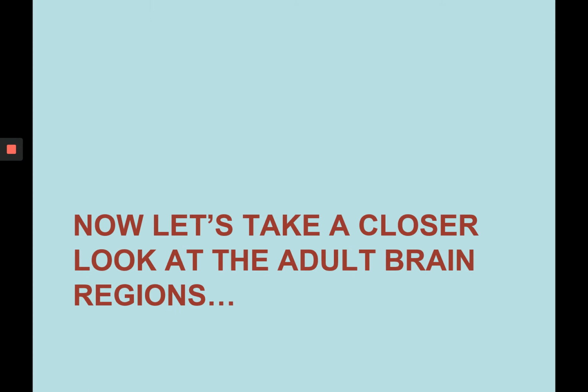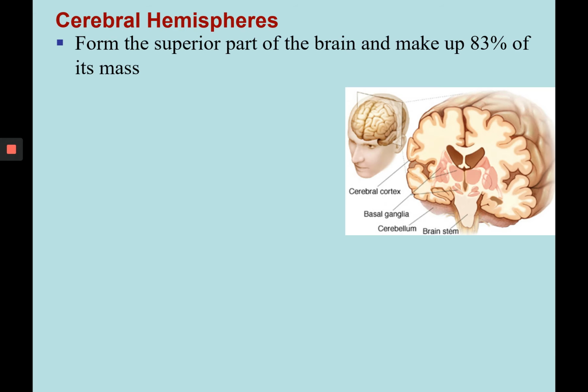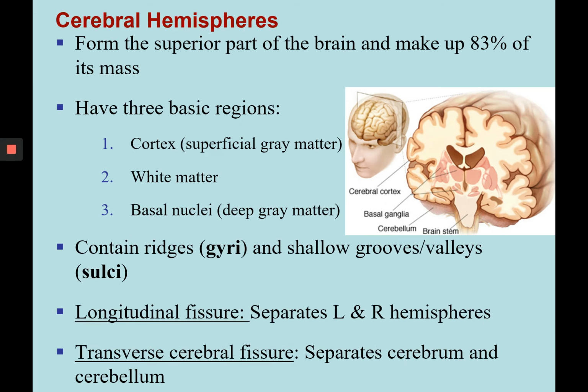Now we're going to take a closer look at the adult brain regions. Let's start with the cerebral hemispheres. There's 3 parts to the cerebral hemispheres. We've talked about most of them. We have the outer or superficial gray matter called the cerebral cortex, the deep white matter, and then the deep gray matter called the basal nuclei. We also see that the cerebral hemispheres are kind of wrinkly looking. It contains ridges called gyri and grooves or valleys called sulci.